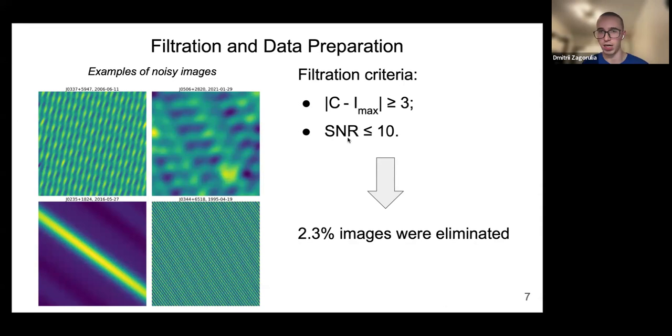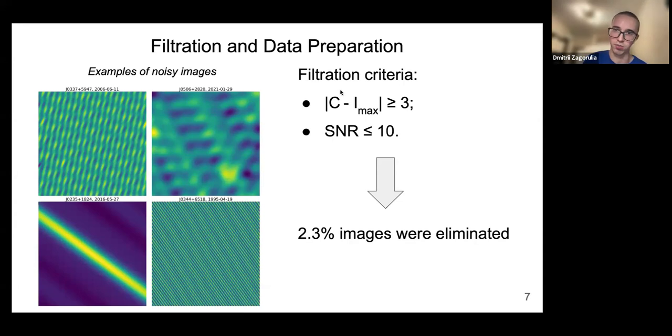And additionally, we also added a signal to noise ratio criterion. So if it's lower than 10, we will assume that there is only noise and there is no signal. This way, we eliminated 2.3% of images.